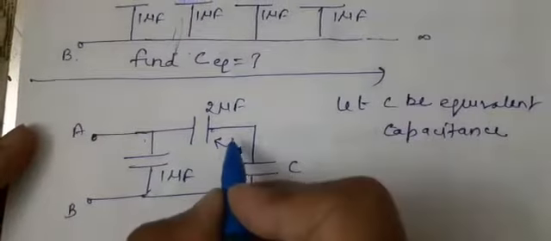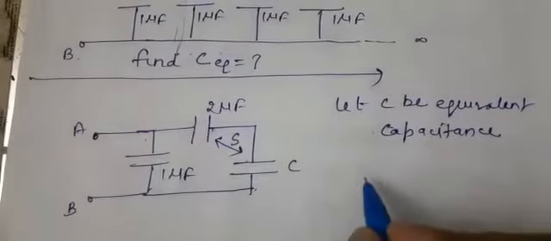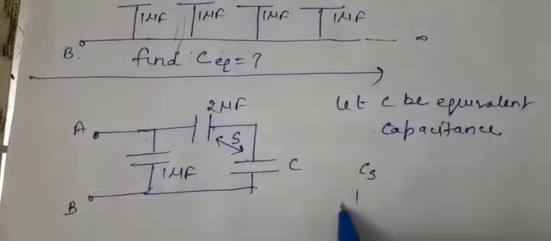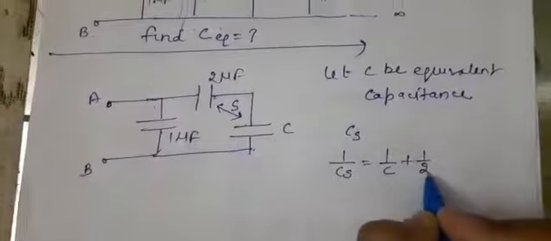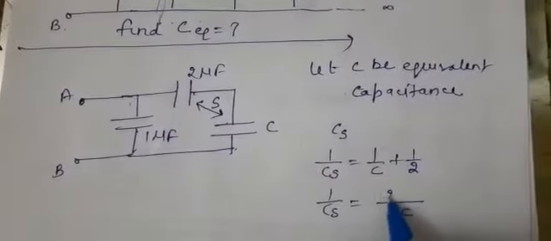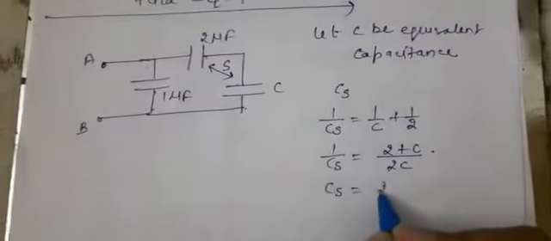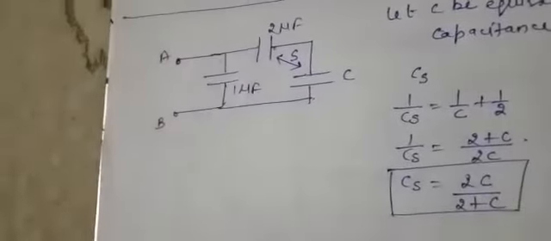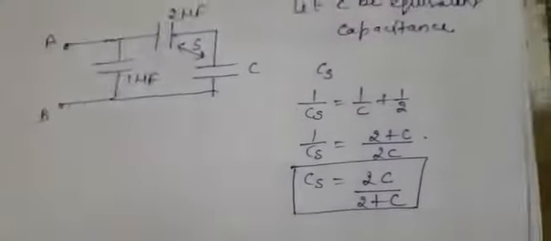Yes, correctly you have guessed. This is a series combination. So for this series combination, let the equivalent capacitance be CS. Now 1 by CS will be 1 by C plus 1 by 2. So 1 by CS, taking the LCM, will be (2 plus C) upon 2C. So this means CS will be 2C upon 2 plus C. This is one step.